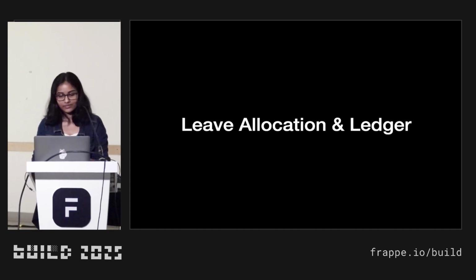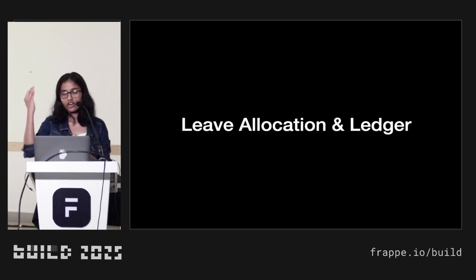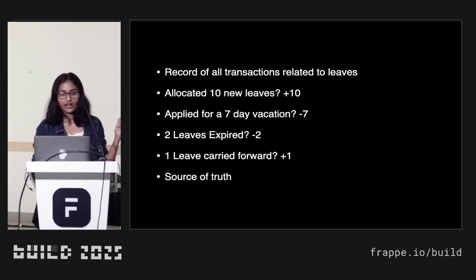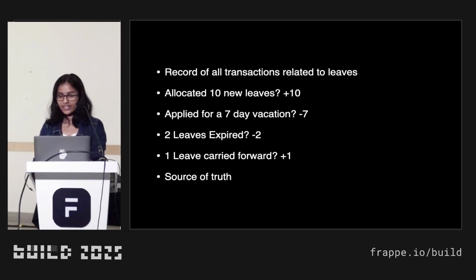So, setting some context. Leave allocation is how Frappe HR allocates leaves to employees. And the leave allocation then creates an entry in the ledger. If you are familiar from accounts, a ledger is basically a record of all the transactions related to, if it's accounts, then it's finance. In this case, it's leaves.